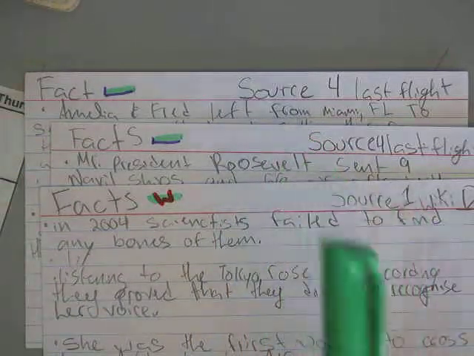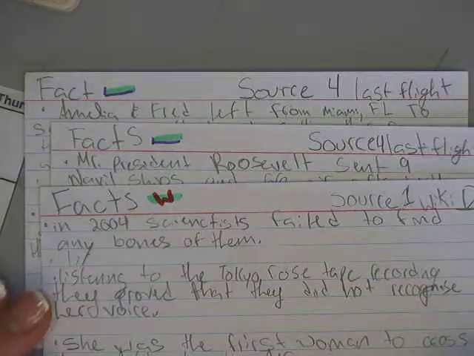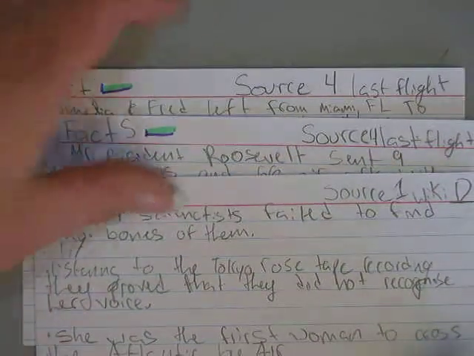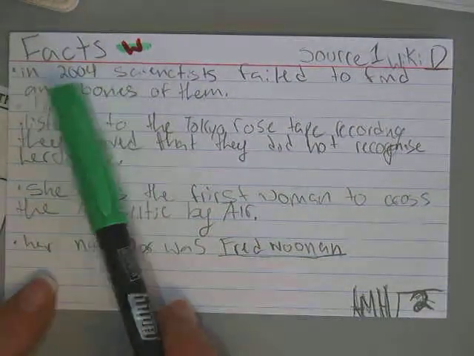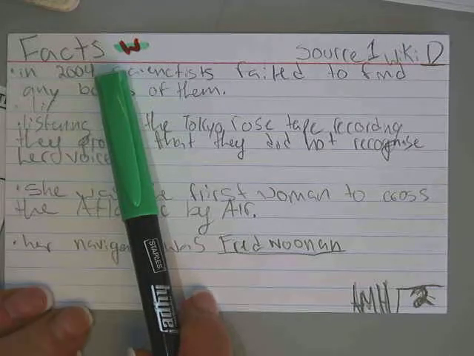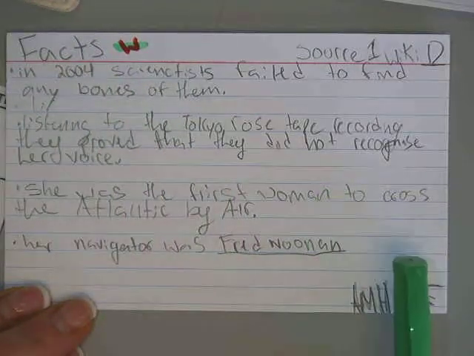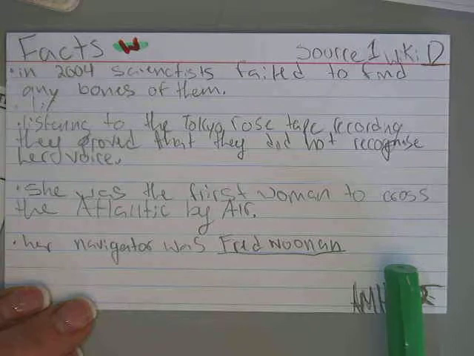So the first thing we're going to do is look at our note cards and code them. This is Amelia's card. These are the facts that she has chosen about her topic, and her topic is Amelia Earhart? Yes. Amelia Earhart.